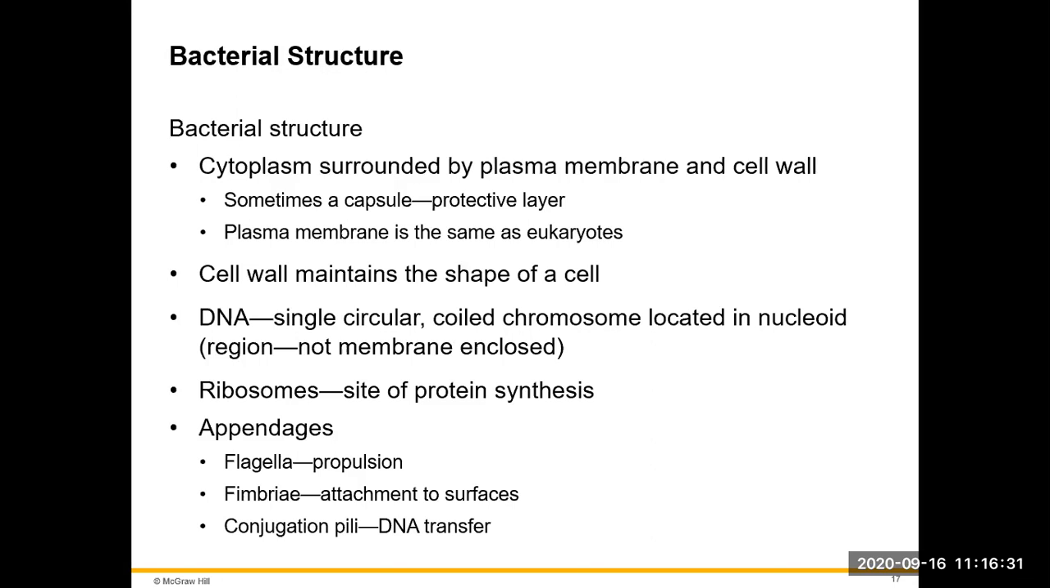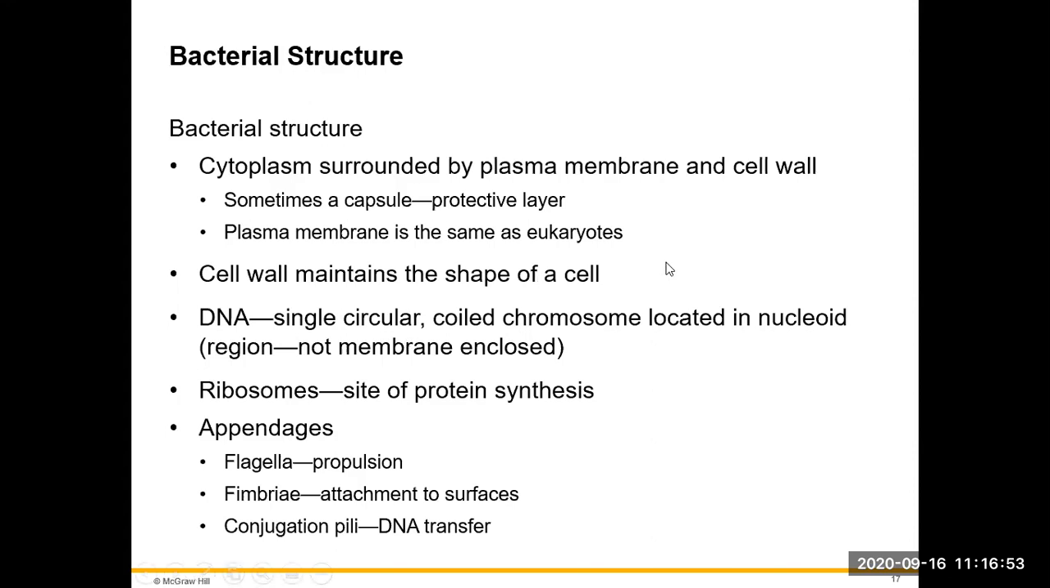Bacterial structure. Bacteria have a cytoplasm that's surrounded by a plasma membrane and a cell wall, and the cell wall might have a capsule, which is a protective layer for the cell wall. But the plasma membrane is the same for every organism we know. Every living organism has a plasma membrane.